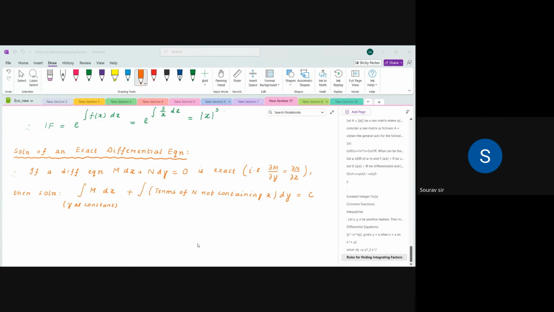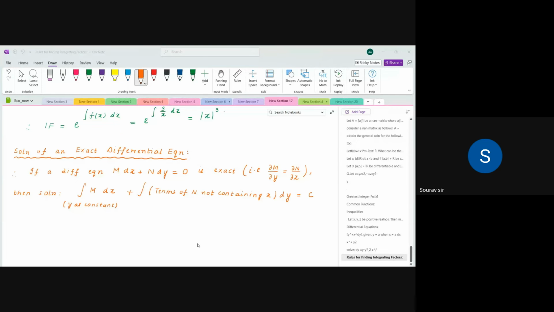So if a differential equation is exact, then you can straight away obtain the solution using this expression. It's like a direct formula to find the solution of the differential equation if it is exact. Repeating it once more: you will integrate m with respect to x, treating y as a constant, plus you will integrate only those terms of n that do not contain x, and that should equal some c.